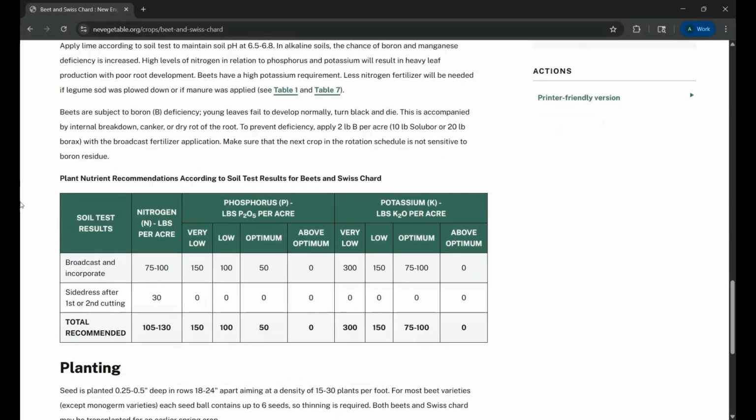Here is a table for nitrogen requirements. So kind of a guide to how much nitrogen should be applied before and during. Side dressing is like applying it afterwards. So if you are growing on a square foot perspective, take this number, 75 to 100 pounds per acre, and divide it by 43,560, however many square feet are in an acre, to get your pounds per square foot or however you want to measure that.